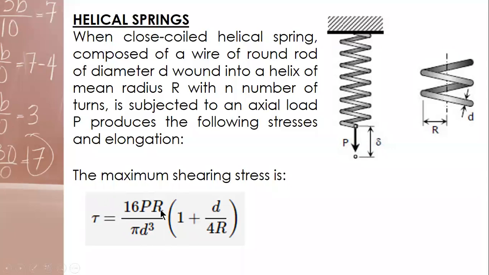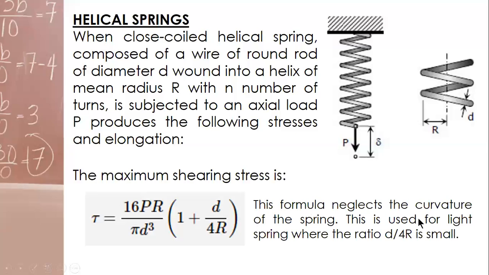You just memorize this one. 16 PR over pi d cubed, times 1 plus d over 4R. Actually, the derivation of this is that the shear stress at that point is a combination of direct shear stress and torsional shear stress, the P over A stress and the torsional TR over J. You add those and simplify the result. I can show you the derivation of this, a picture later. Okay?